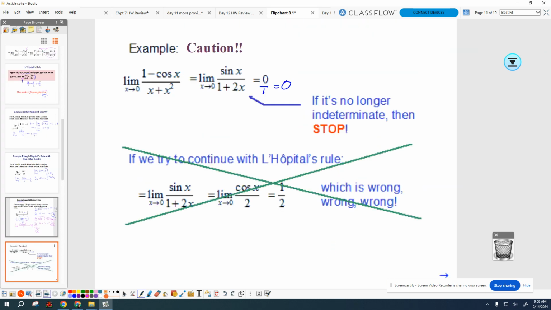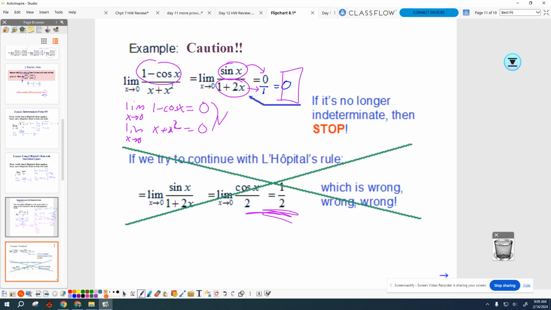The big thing about L'Hopital's, you need to know when to stop. This is the reason AP makes a big deal that you check each time that, well, the numerator, 1 minus cosine x evaluated at 0. Well, yes, 1 minus 1 is 0. And taking the denominator, checking at 0, x plus x squared. 0 plus 0 squared is 0, so L'Hopital's applies. Do the derivative of the top and bottom, and then checking again. Sine of 0 is 0, but the denominator is 1, so this in the end evaluates to 0. If you keep going, you will get it wrong. So please know when to stop. This is the reason they make you check.